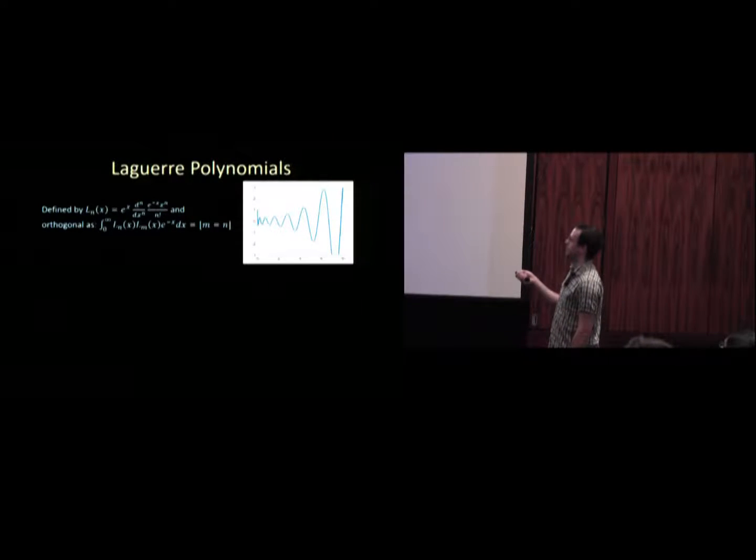Okay, so the definition. Again, the textbook definition is that these are the polynomials that are orthogonal relative to the e to the minus x weight function, where you take the integral of these positive numbers. You can also define it via a derivative of e to the minus x times x to the n, the nth derivative of e to the minus x times x to the n.